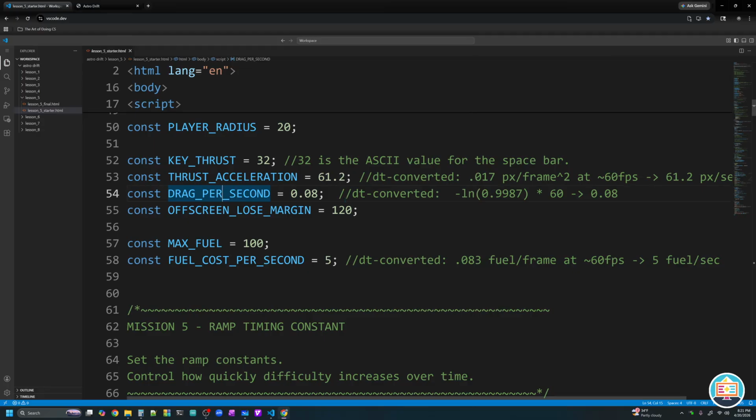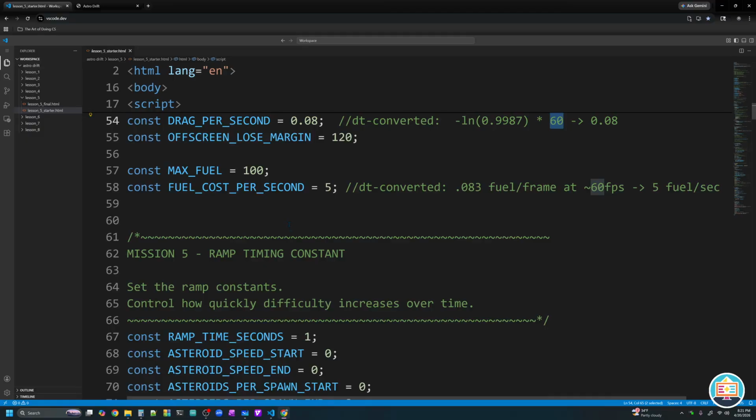And so now I have it at 0.08. And the way I do that is by taking the natural log of the value that we had before and multiplying it by our 60 frames per second. Okay, so those numbers have all been converted, but I don't think our update systems are maybe showing that.